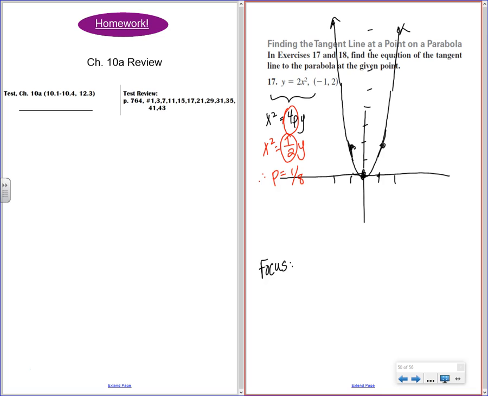1/8 means, where's my focus? We'll call him F. He's not very far off the center. But I can say that my focus is the point where the x stayed the same and the y added 1/8 to the vertex, right? So I have my focus, (0, 1/8). I have my point, (-1, 2).